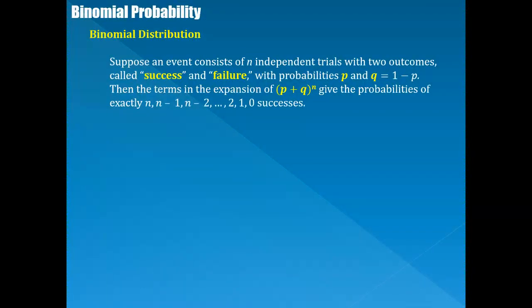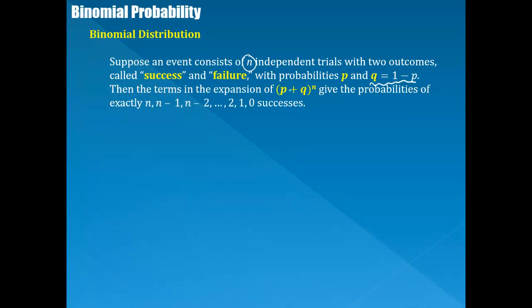So what we're looking at here is a probability distribution. Suppose an event consists of n independent trials. In that problem before, we were doing 20 trials with 2 outcomes, success and failure. Don't get caught up in the words success and failure. It's just that there are 2 outcomes that are possible, like getting a heads or getting a tails, with probabilities P and Q, where Q is 1 minus P. It's the complement, something that we talked about.